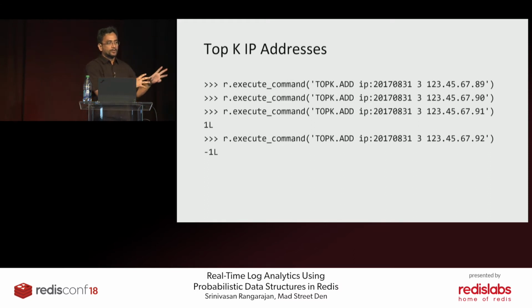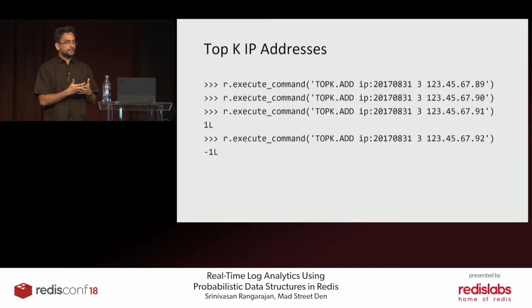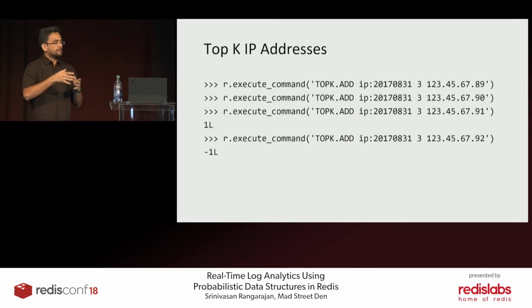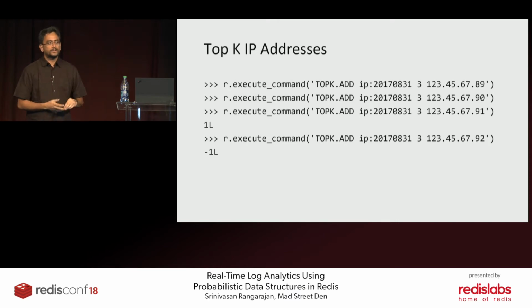So this is how you can use a top K data structure. You say top K dot add and the key that you want to use. Then you have 3, that is the K, how many elements you want to track. The top 3 elements is what I'm going to track here. And then I have an IP address that I want to track. So I just want to find out what are all the top IP addresses that are hitting my API.